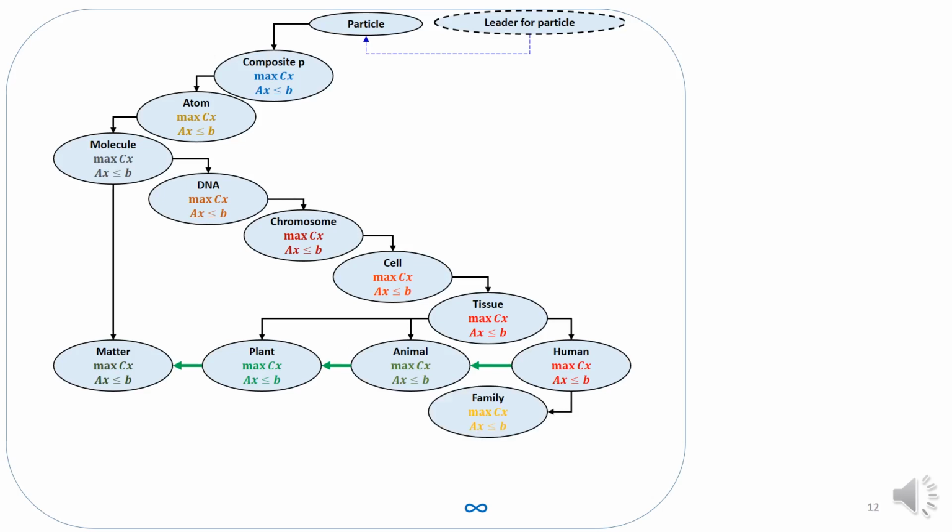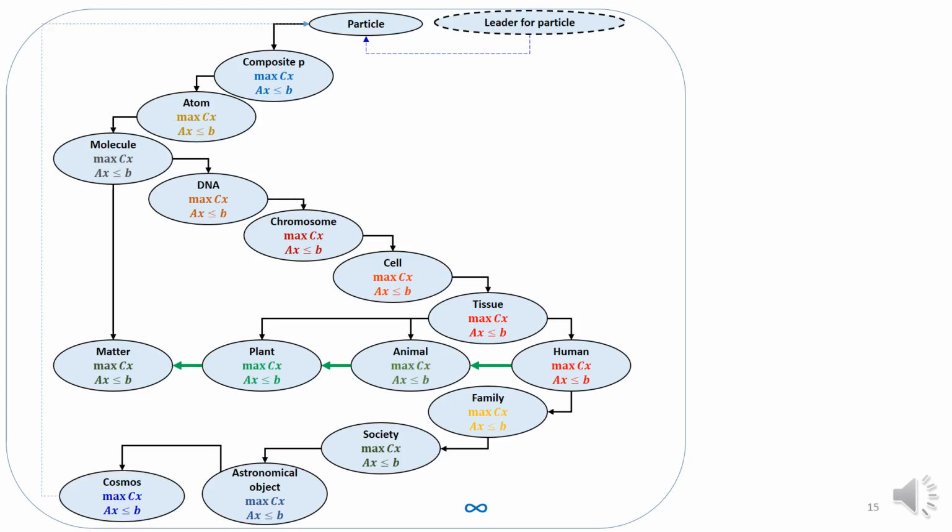A group of humans can be figured as the structure of a family, and many families compose society. The integration of societies composes countries, and the integration of countries composes astronomical objects, for example, Earth, the solar system, the sun, and other planets similar to Earth, and galaxies. In the end of this structure is the cosmos, and the cosmos returns to the particle. The cosmos comprises all phenomena and particles, similar to the universe.